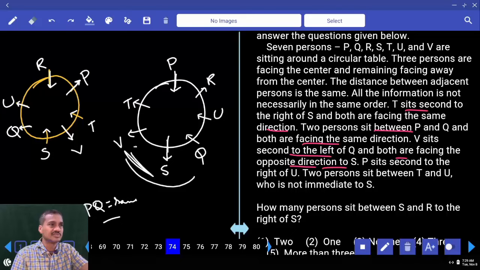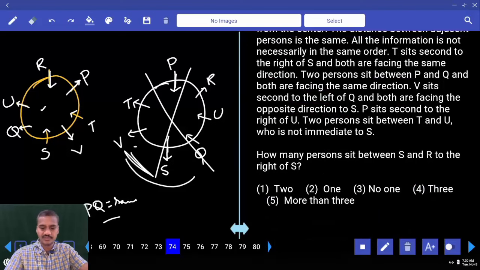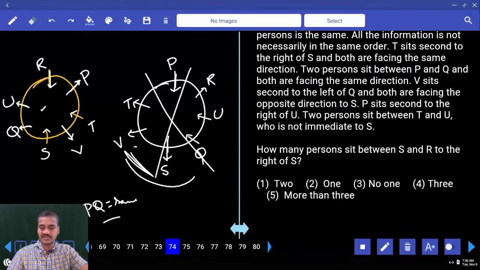V and S are facing the same direction. And so this case is ruled out. Now we are left with this case. And according to this one, how many persons sit between S and R to the right hand side of S? Right hand side of S and R, there are only 3 people.